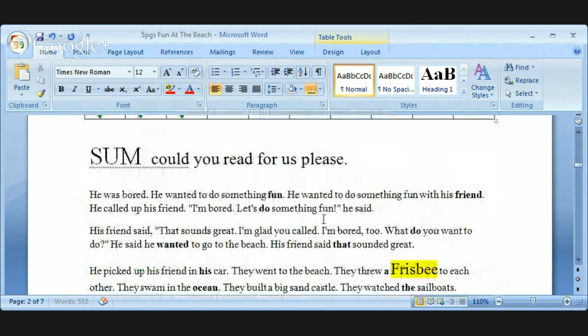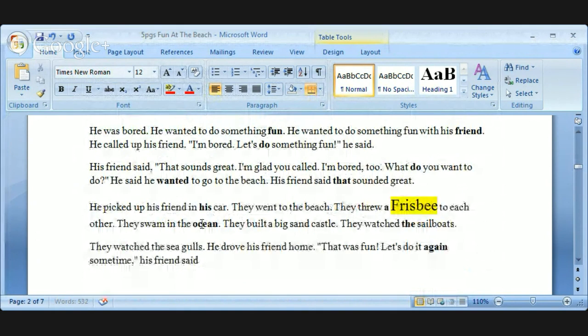Fun at the beach. He was bored. He wanted to do something fun. He wanted to do something fun with his friend. He called up his friend. I'm bored. Let's do something fun, he said. His friend said, That sounds great. I'm glad you called. I'm bored too. What do you want to do? He said he wanted to go to the beach.